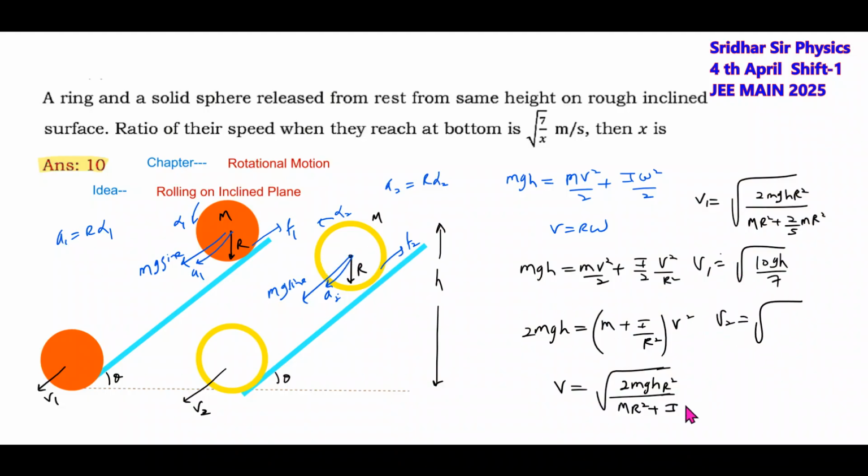Similarly, for ring, moment of inertia will be mr square only. 2 mgh r square mr square plus mr square will be gh. Ratio of the speed is asking v2 by v1 will be 7 by 10. So in place of x, 10 will be there.